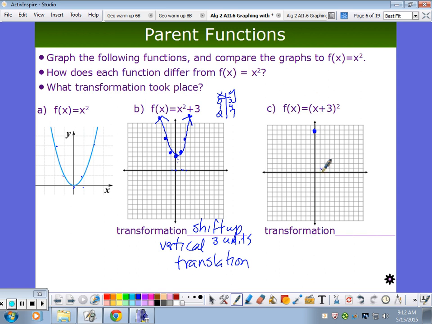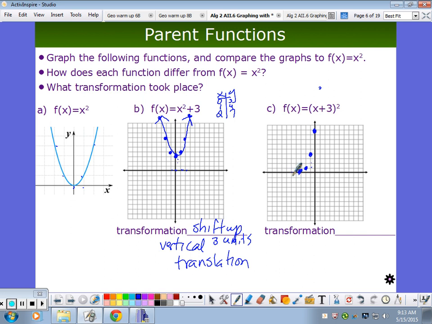Now, how about 1? 1 plus 3 is 4. 4 squared, so we're way off the graph. So, let's try negative 1. What happens at negative 1? 4. Negative 1 plus 3 is 2. 2 squared is 4. Let's go in this direction because I'm off the graph already with this one. How about negative 2? Negative 2 plus 3, 1. 1 squared, 1. And let's try negative 3. Negative 3 plus 3 is 0. 0 squared. Okay. What about negative 4?